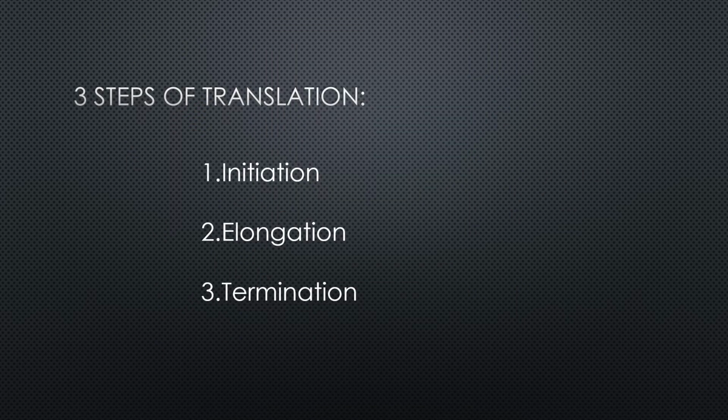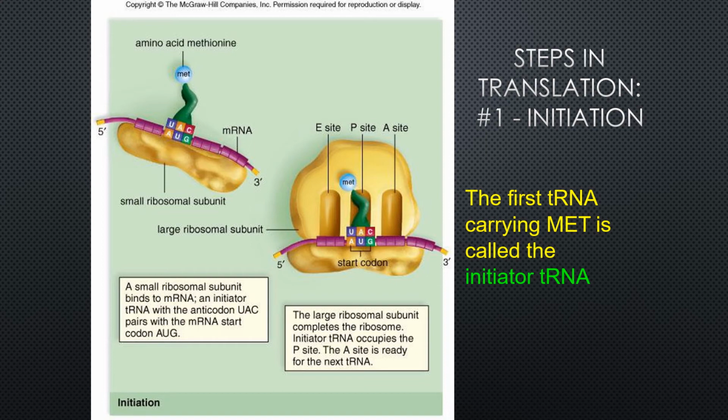So there are 3 steps of translation, just like there were 3 steps of transcription, and amazingly they are the exact same. So initiation, elongation, and termination. In initiation, that's when the first tRNA carrying the methionine is called, and that's called the initiator tRNA. Because remember, that's where the start codon is. So here's our start codon, AUG, which codes for methionine, so that begins our translation. So it's initiated right there.